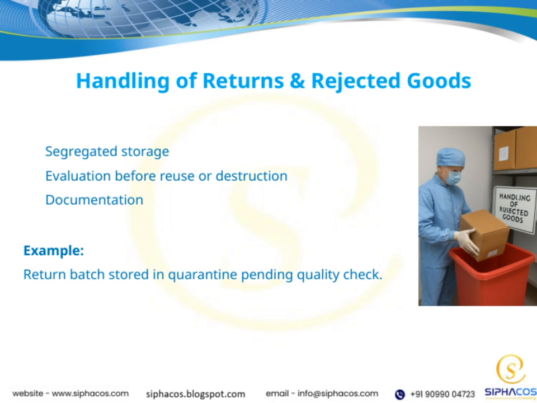For example, if a batch of products is returned, we store it in quarantine until it passes a quality check. This process ensures that only approved goods re-enter our supply chain, maintaining our commitment to quality and safety.